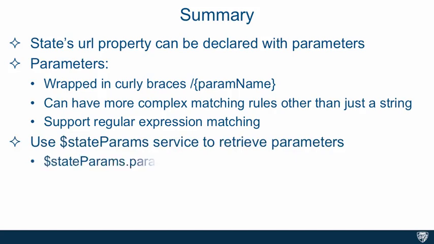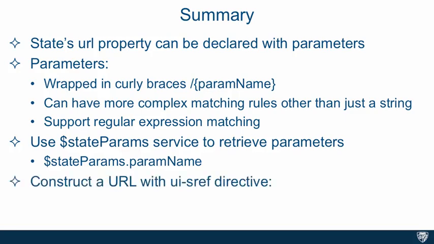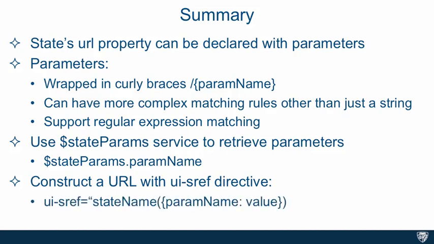And the way you retrieve it is by specifying $stateParams dot the param name that's declared in the URL of the state. When you're trying to construct a URL with the ui-sref directive, you specify the state name as a function name and then pass an object into that function such that the keys in the object are the parameter names that have been declared in the state's URL property.